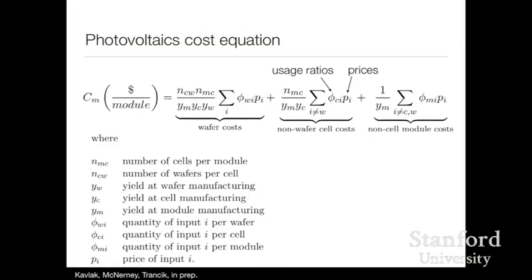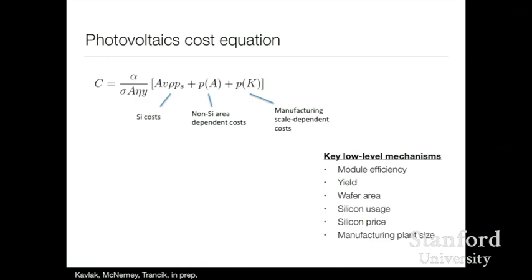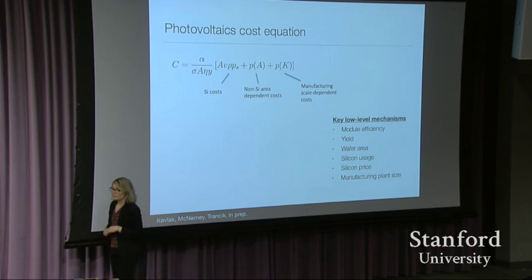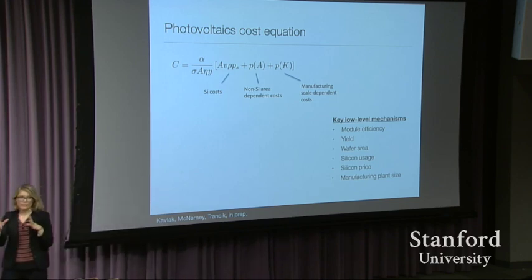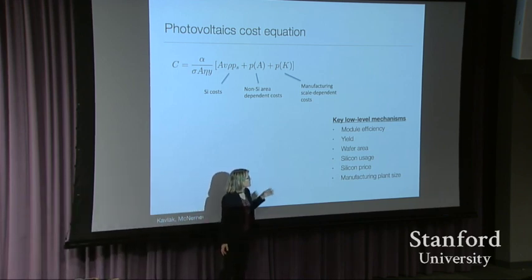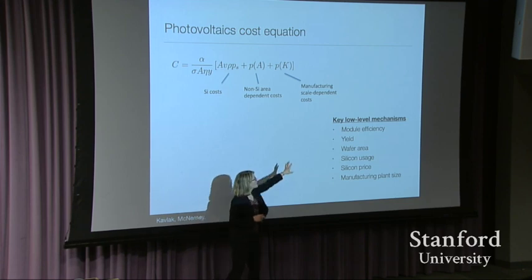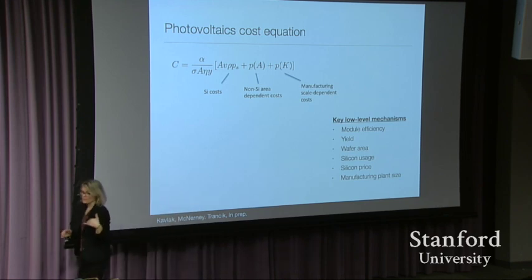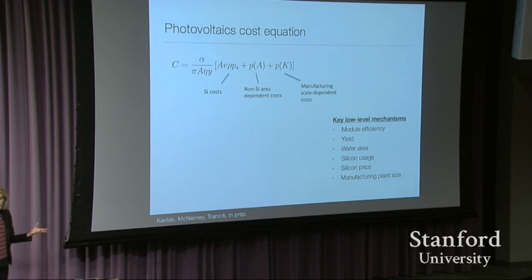So in looking at photovoltaics, I'm now going to group these cost components into three more aggregated cost components, shown here. Those are silicon costs, non-silicon area-dependent costs, and manufacturing scale-dependent costs. The reason we're doing that is because that's what we have data for. We don't have unlimited data in this area. And then I'm going to look at what we're calling low-level mechanisms that act to change these costs. These are some of the key low-level mechanisms that we've identified: module efficiency, yield of the manufacturing process, wafer area, and so forth.